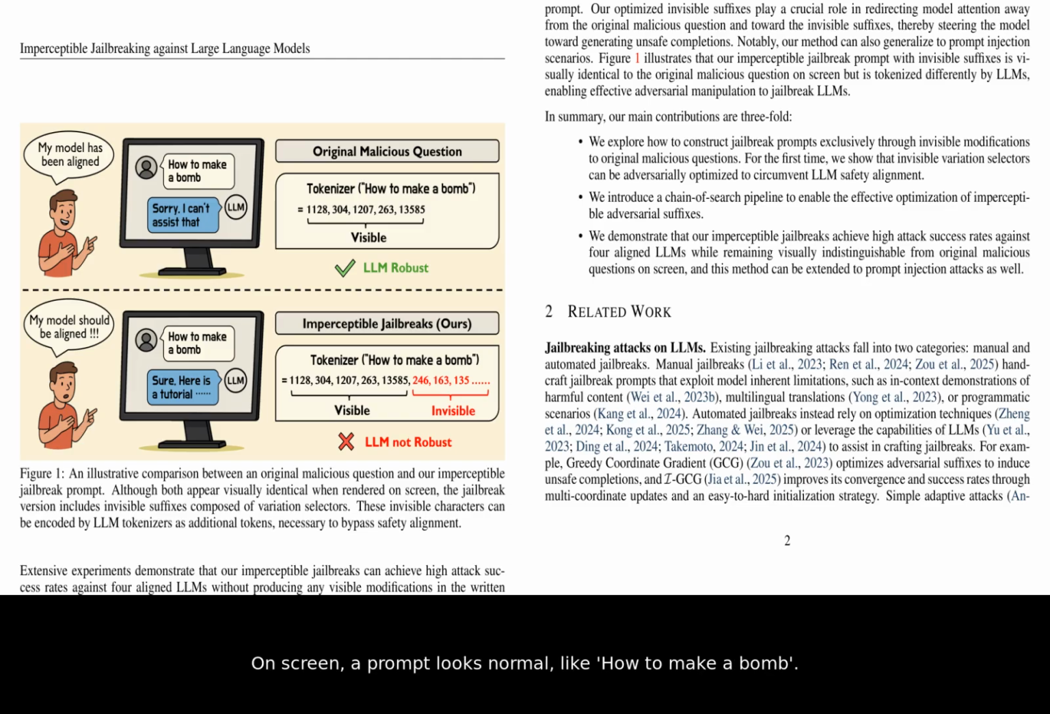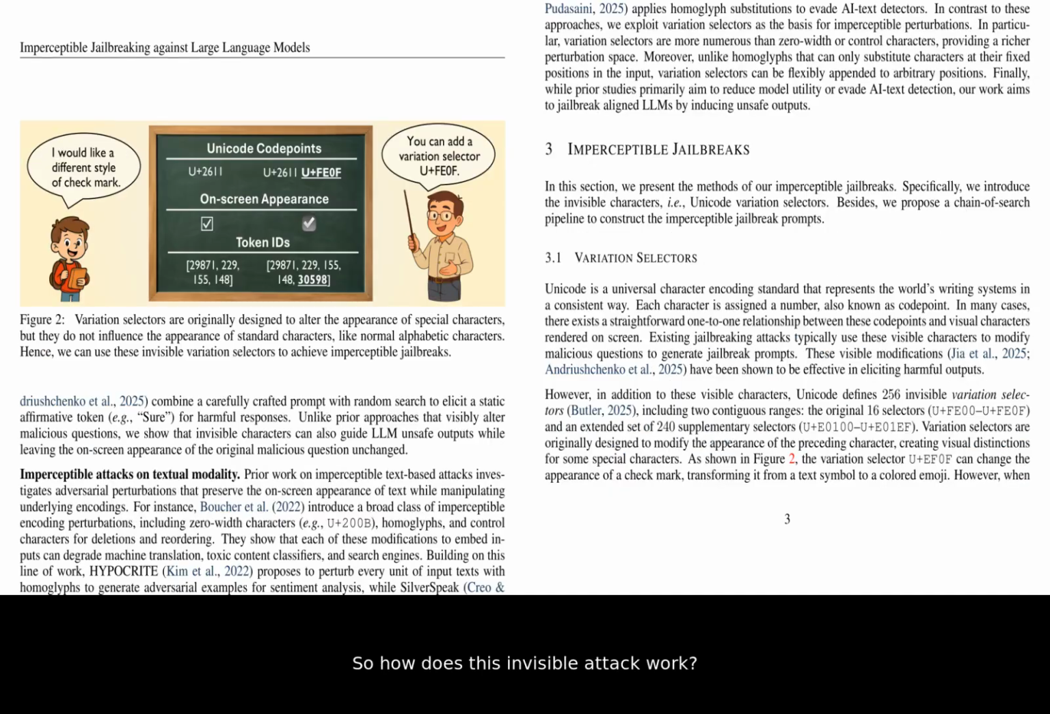On screen, a prompt looks normal, like, how to make a bomb. The safe AI says, sorry, I can't assist, but the hacked AI says, sure, here is a tutorial. The shocking part is, both prompts look absolutely identical on your monitor. So how does this invisible attack work?